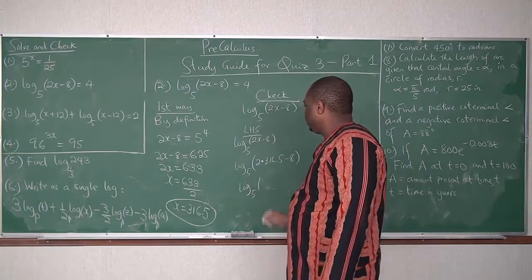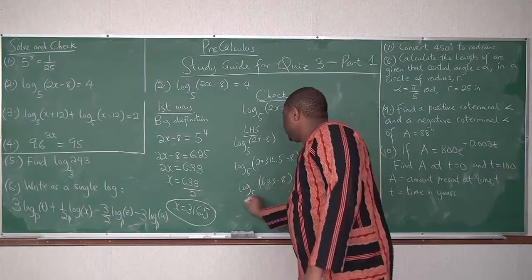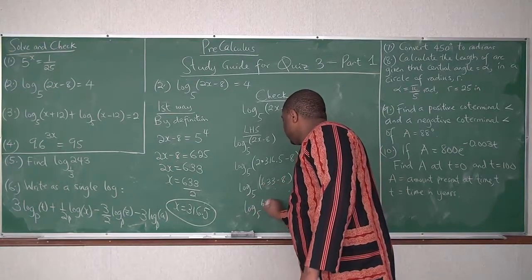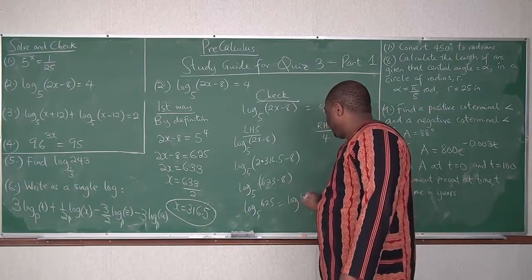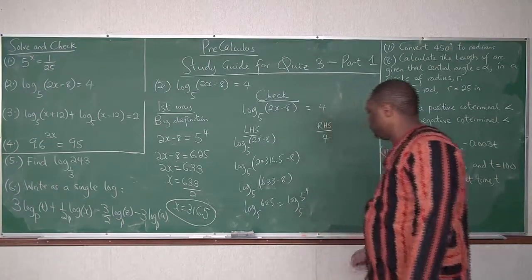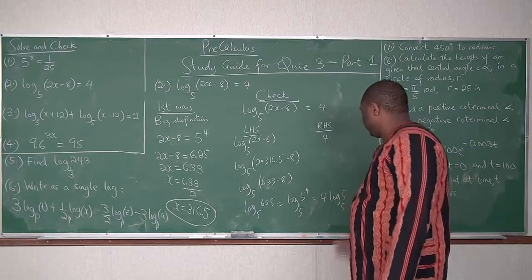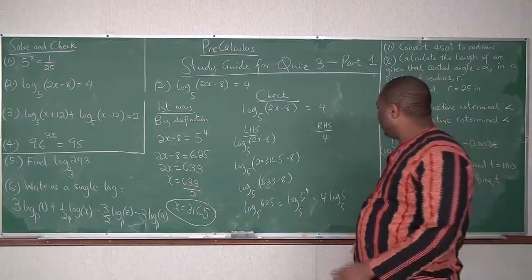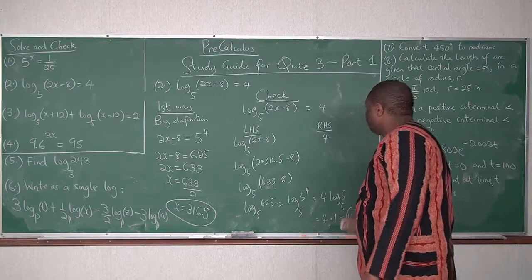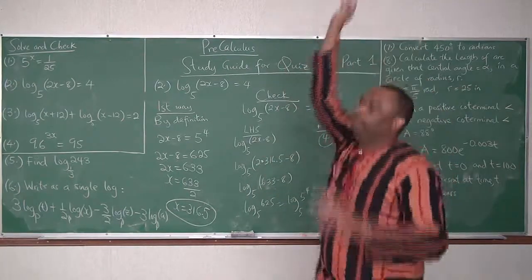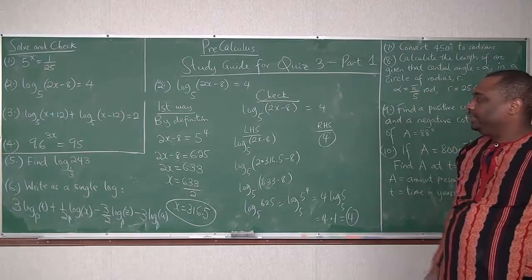So this is log to base 5 of 633 minus 8. Okay? So this is log to base 5 of 625. Which is what? Log of 5 to the exponent 4 base 5. Which is now 4 log 5 base 5. And then from the law of logarithm, this is 4 times 1, which is 4. 4 on your left, 4 on your right. You can jump up and touch the ceiling. This is the way to check it.